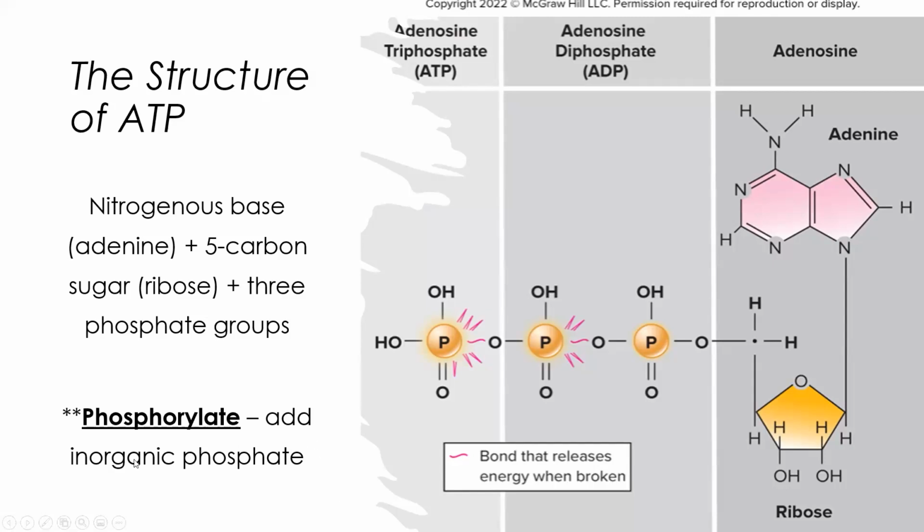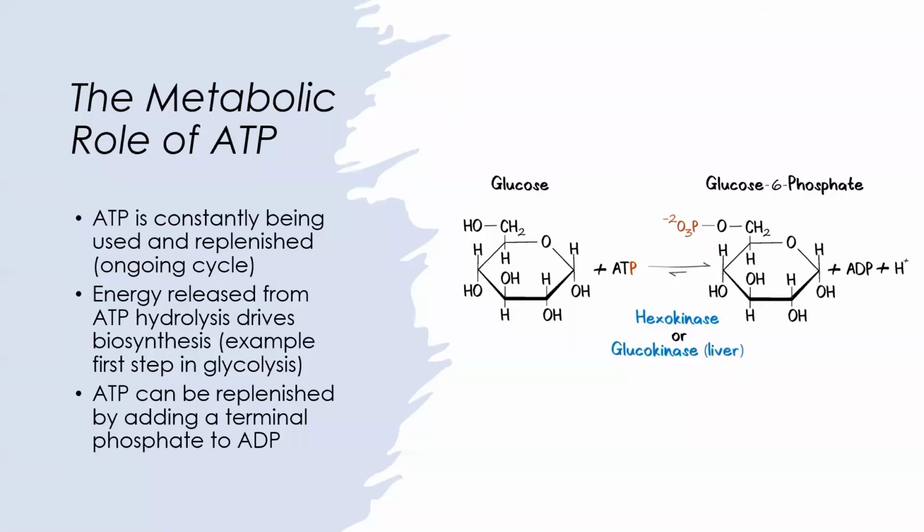To add that phosphate in is phosphorylation, as you may sometimes hear. So if we're going to phosphorylate ADP, then we're going to have ATP. ATP is constantly being used and replenished. It's an ongoing cycle of cashing out, storing up, cashing out, storing up.